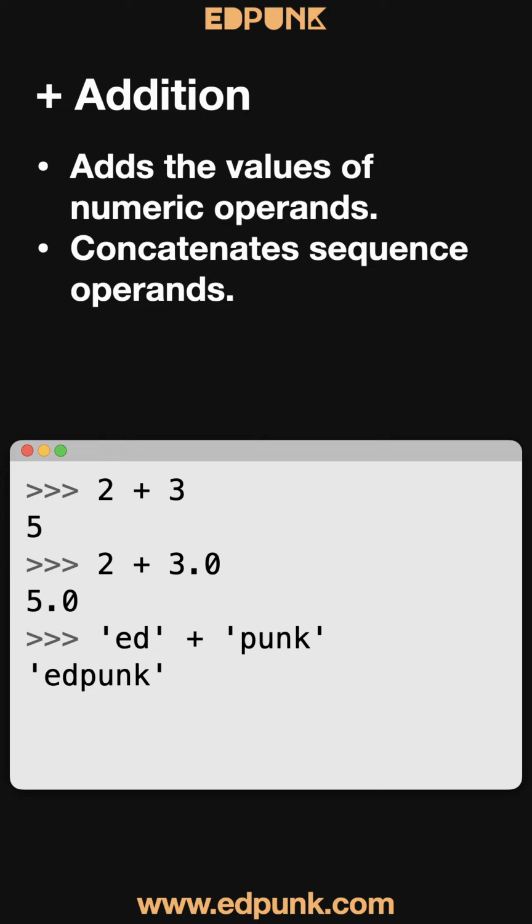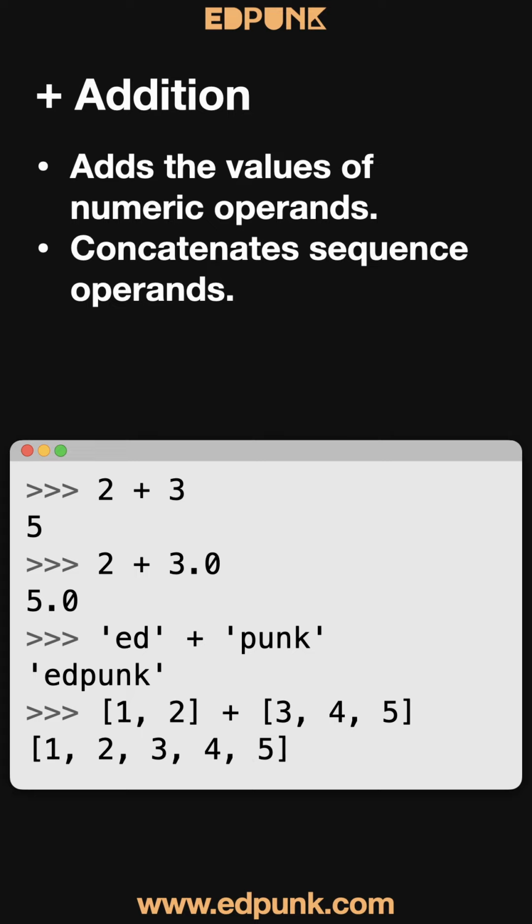In case the operands are of type list or tuple, the addition operator creates a new list or tuple containing items of both the operands. For example, let us add two lists, one containing items 1 and 2 and the other containing items 3, 4 and 5. As a result, now we will obtain a list containing all the 5 items 1, 2, 3, 4 and 5.